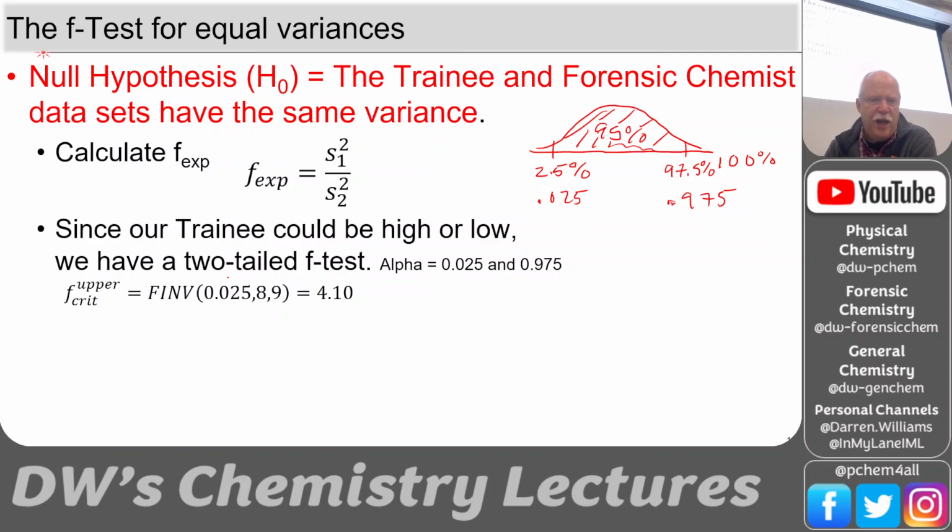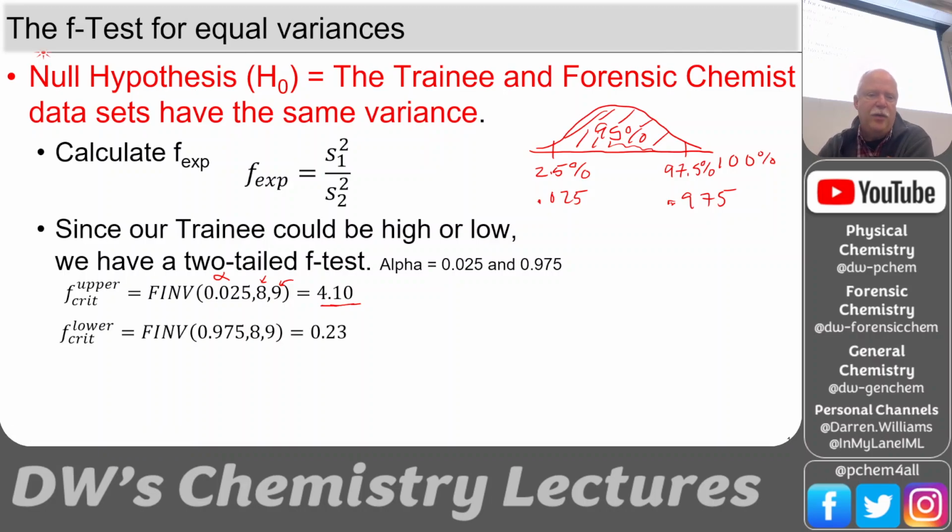Notice what you have in here. You have your alpha. You have the trainee without the outlier, so that's 9 data points minus 1. And then this is the forensic chemist, 10 data points minus 1. And so we get this value for the upper critical value, 4.1.